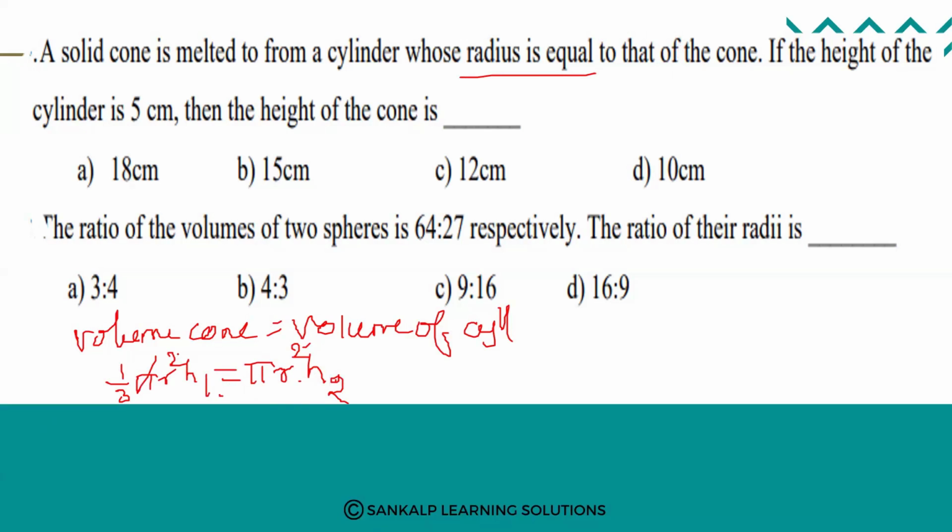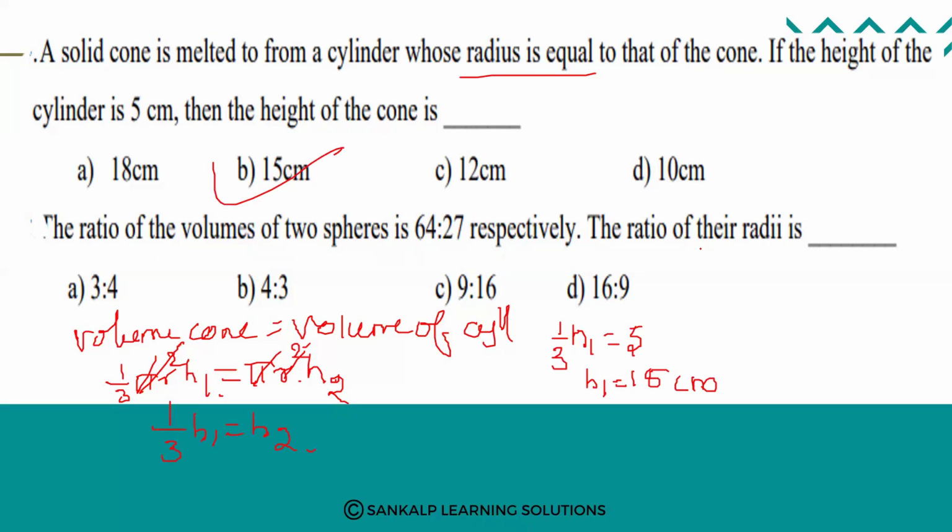Now, pi r square will get cancelled. So 1 by 3 h1 is equal to h2. Right? So 1 by 3 h1 we need to find out, and h2, that is the height of the cylinder they have given, that is 5. So h1 is equal to 5 into 3, that is 15 centimeter. So which option is right? Option B is right.